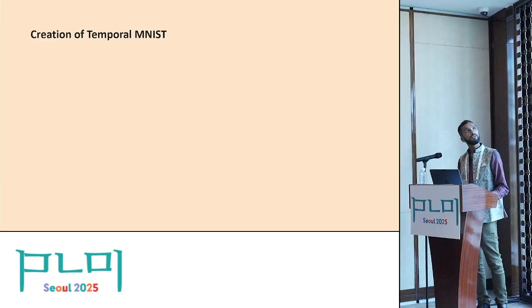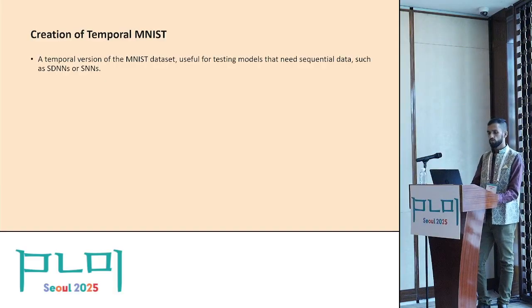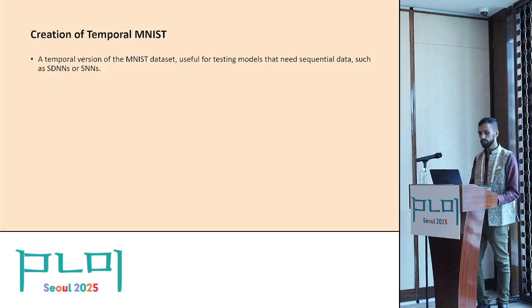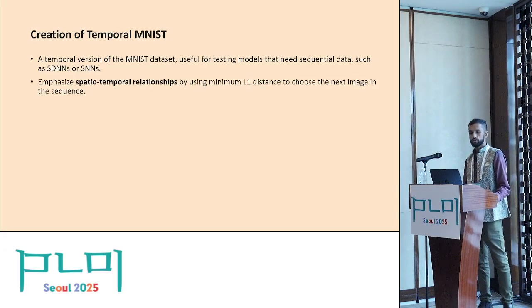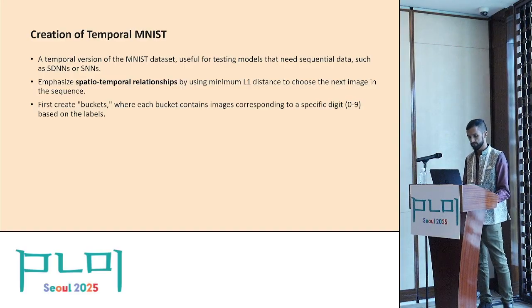Next we introduce the temporal MNIST. Temporal MNIST is a temporal version of the MNIST dataset that is useful for testing models that need sequential data, like in our case SDNNs, or SNNs, that is spiking neural networks. It emphasizes spatiotemporal relationships by using the minimum L1 distance to choose the next image in the sequence.